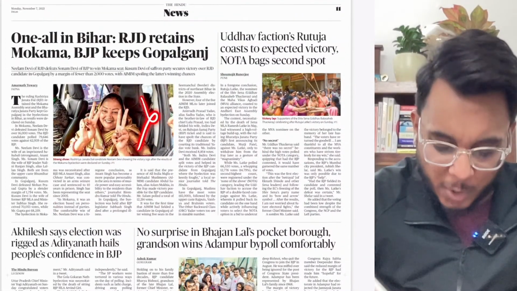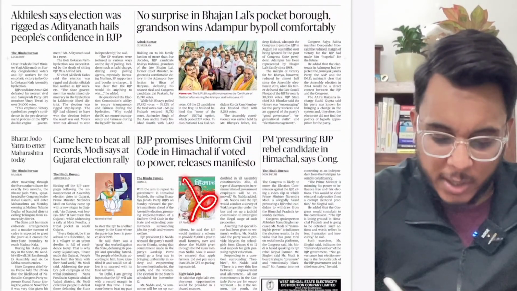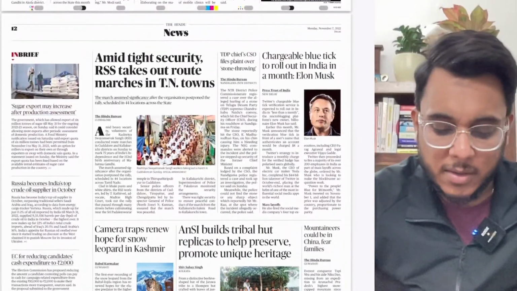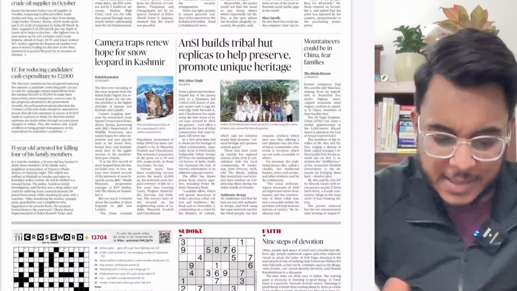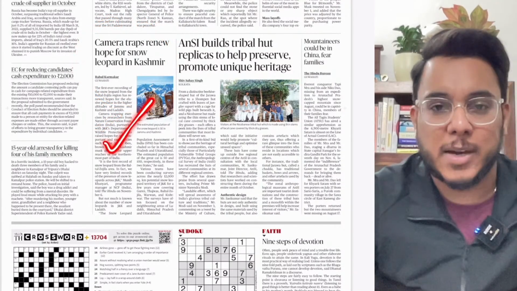Then after that, the political articles, etc. have been given on page number 11. Not important to go here, just please leave all these particular articles. Then coming on after that, guys, on this particular page, the camera traps and the snow leopard are being discussed. We'll see this particular article.